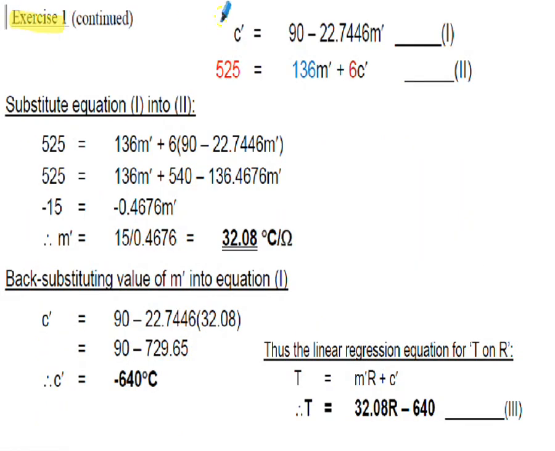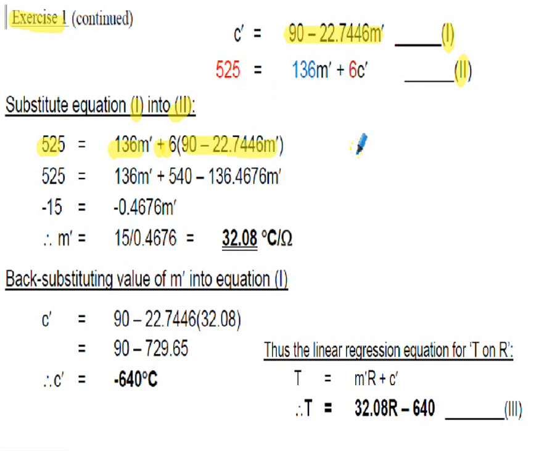Exercise 1 continued here. I just repeated these equations from the previous slide. We're now going to substitute equation 1 above into equation 2. These are the Roman numeral equations. So 525 is equal to 136m dash plus 6 times c dash, and c dash is this expression. So there's my 90 minus 22.7446m dash.